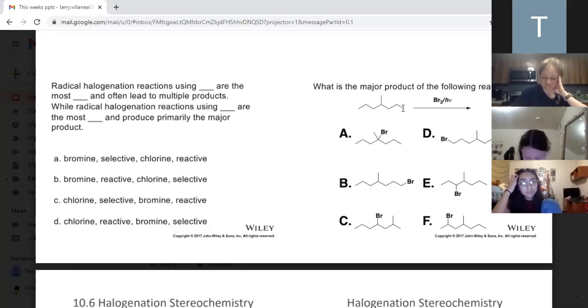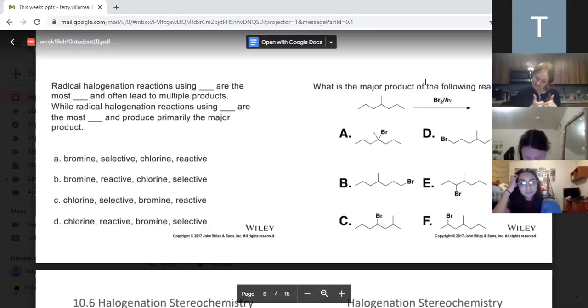Yep, that's correct. All right, so what is the major product of the following reaction? A. A is correct. That is going to be our most selective one. So that sounds reasonable. So how are you guys feeling about this?